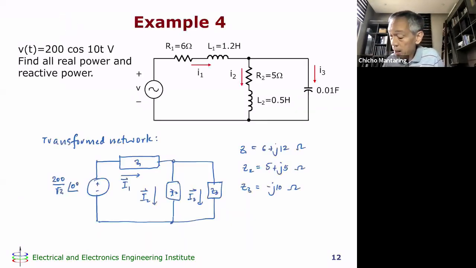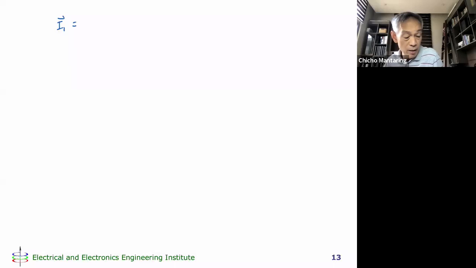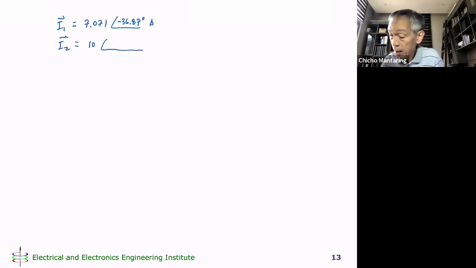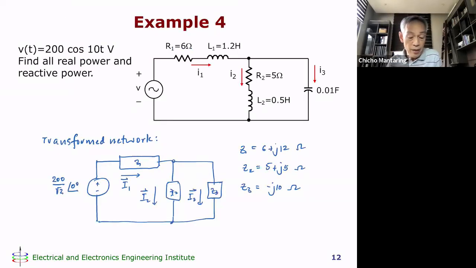I1 is 7.071 at an angle of minus 36.87 degrees amperes. I2 is equal to 10 at an angle of minus 81.87 degrees amperes. And I3 is equal to 7.071 at an angle of 53.13 degrees amperes. That's I1, I2, and I3.